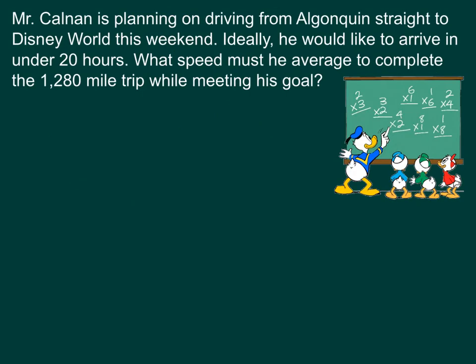Alright, so Mr. Callan is planning a little trip, just a little short ride. He's going to drive from Algonquin straight to Disney World this weekend. And ideally, he'd like to arrive in under 20 hours. So the question is, what speed must he average to complete the 1,280-mile trip while meeting his goal? Of course, when he goes to Disney World, he'll be doing this work with Donald and Huey, Dewey, and Louie, as you can see on the chalkboard.